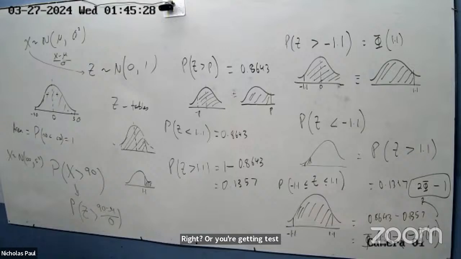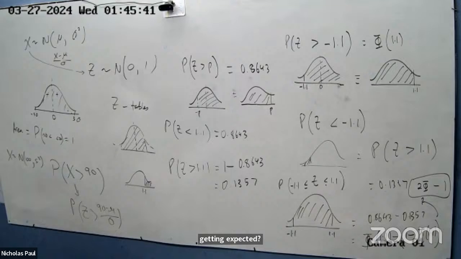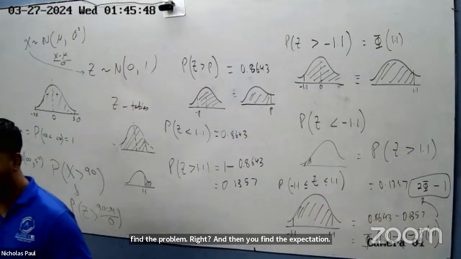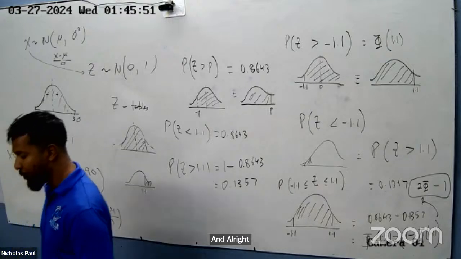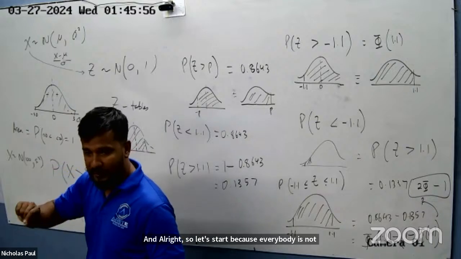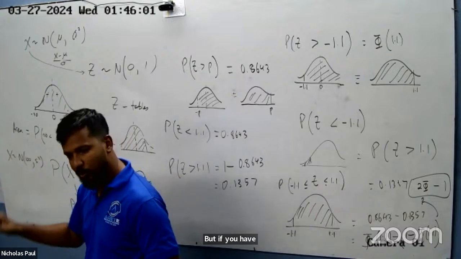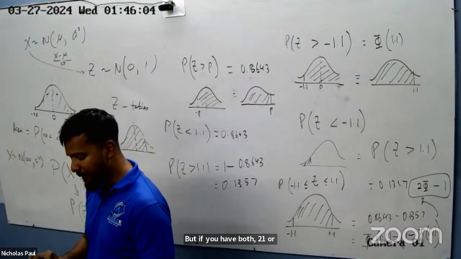Anybody remember how to get the expected values? Depending on the type of distribution, you find the probabilities, and then you find the expectation. Multiply the expectation and work it out. So let's target a few of these now. You have to remember the formula from last class to find the probabilities, like when the value is 1 or 2 or 3 and so on. That will help you get your expected value.